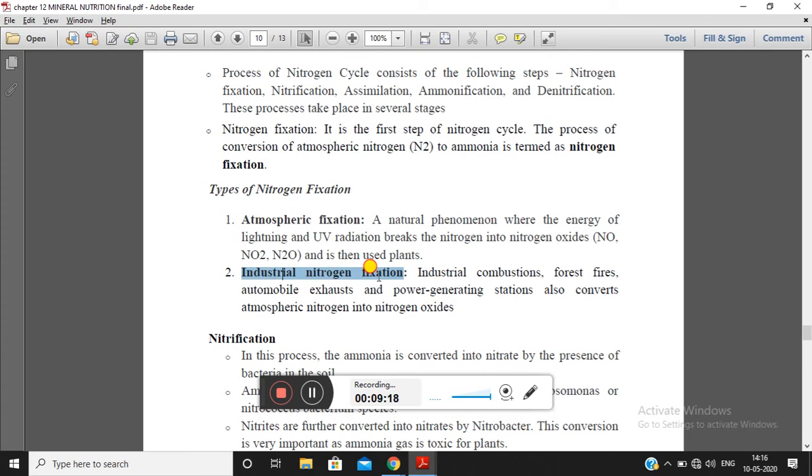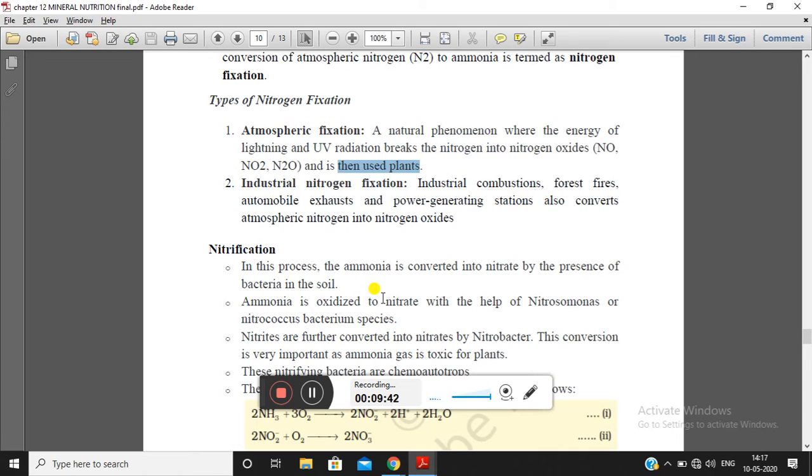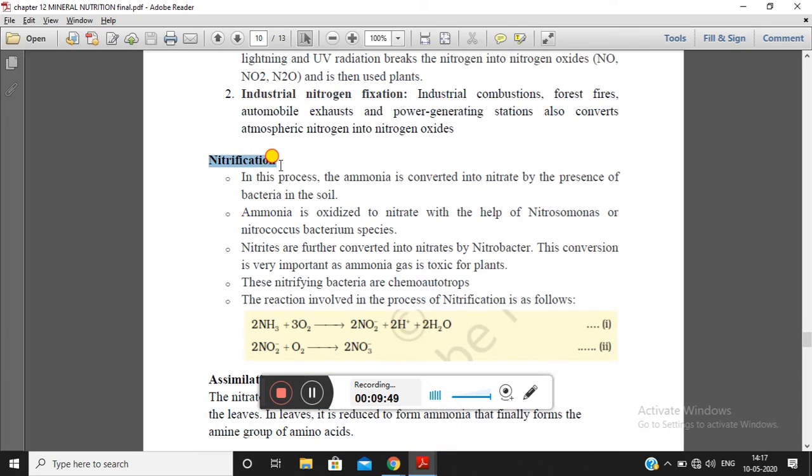Whereas in the case of industrial nitrogen fixation, industrial combustion, forest fires, the exhaust from automobiles, as well as power generating stations convert atmospheric nitrogen into nitrogen oxides, and when nitrogen gets converted into nitrogen oxides, then it can be used by plants. Now once the nitrogen gets converted into nitrogen oxides, the next step is known as nitrification.